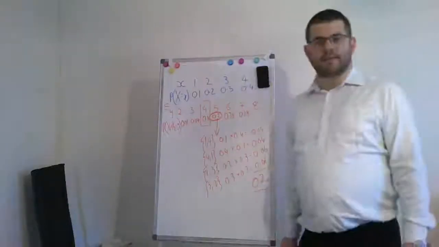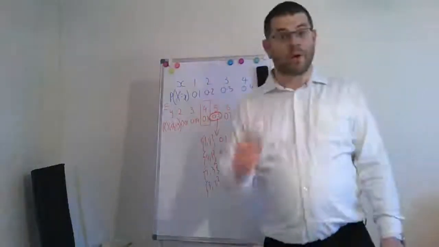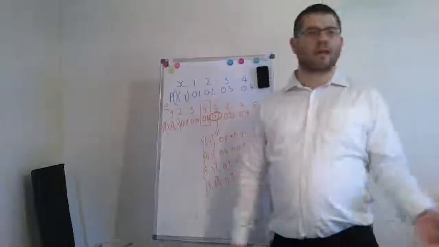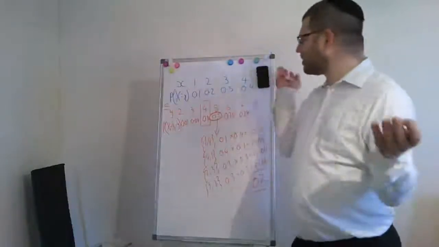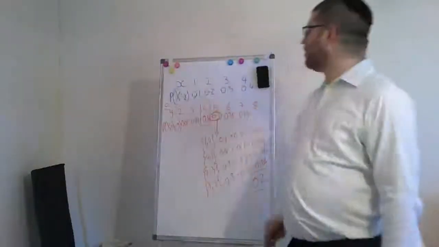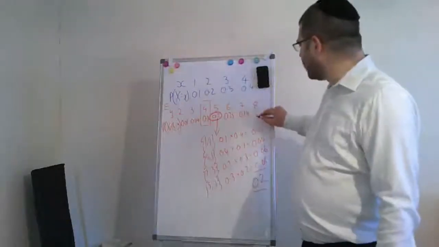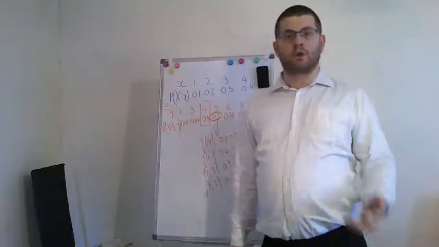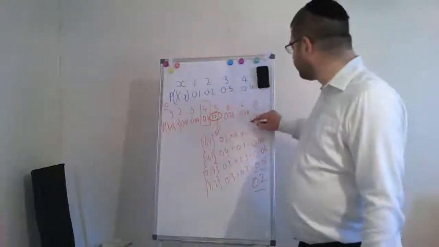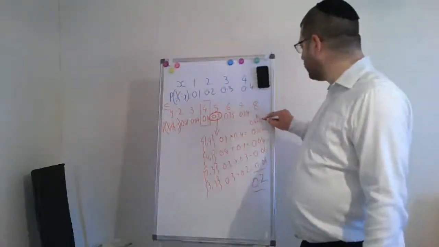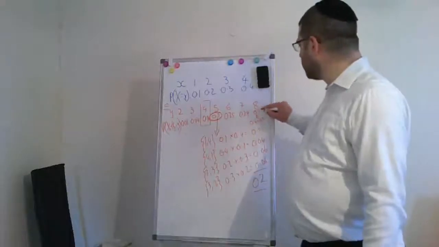And let's do 8. Now 8's very easy. There's only one way to do it. I can't use 3, because then I'd need 5. To add up to 8, there is no 5. I can't use 2, I can't use 1. The only way to do it is to get 4 twice. That's the only way I can get 8. So the only way you can get 8 is to have 4 twice. So 0.4 times 0.4, which is 0.16.